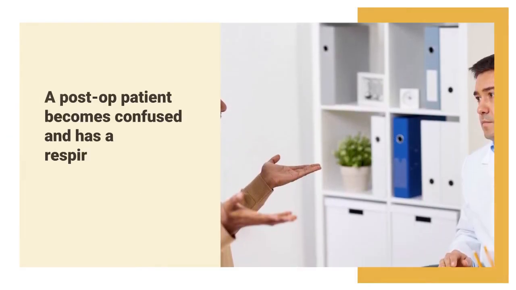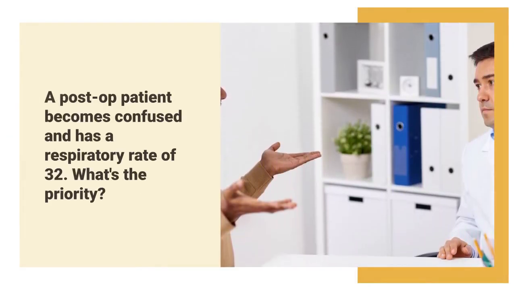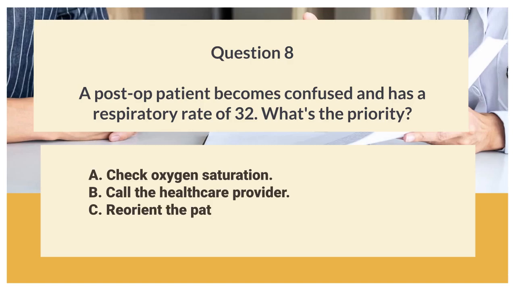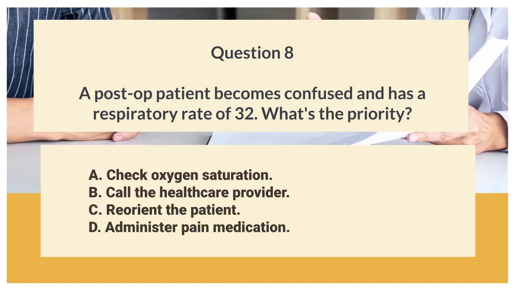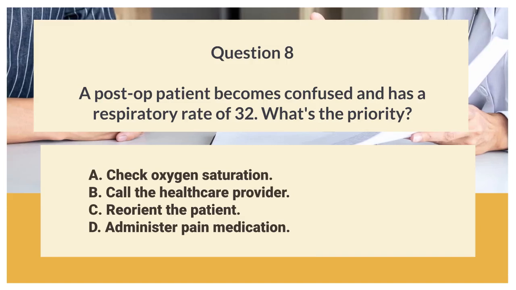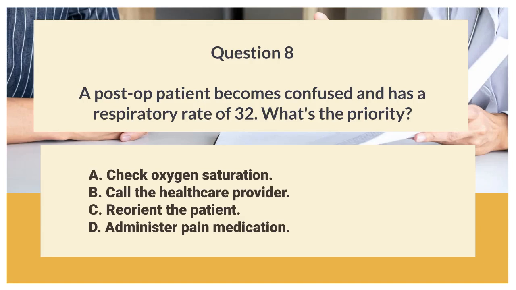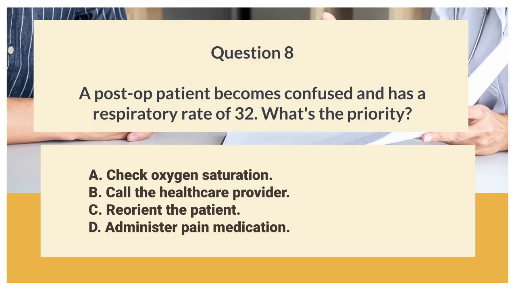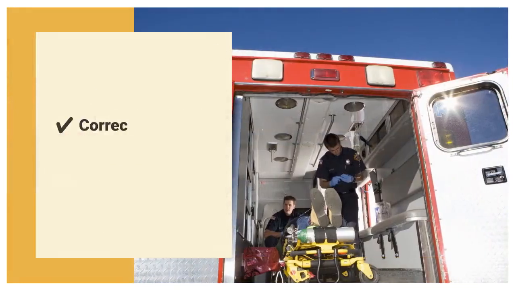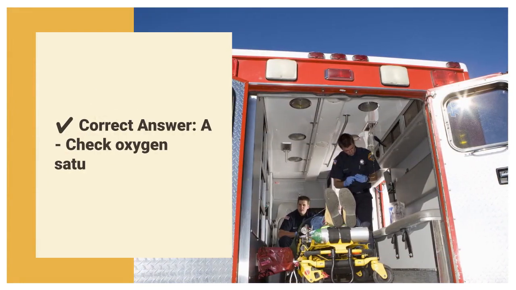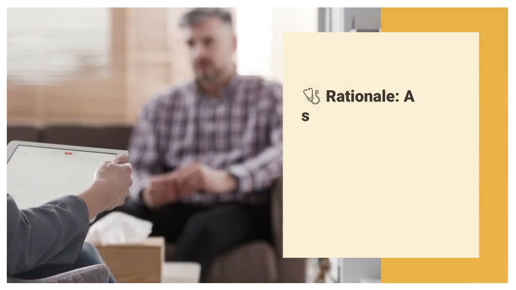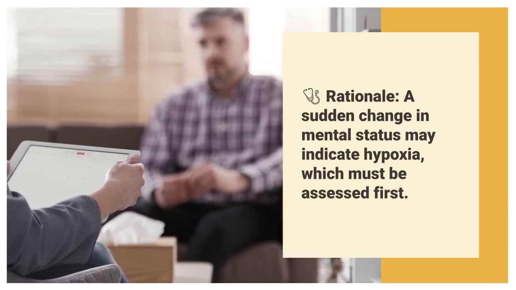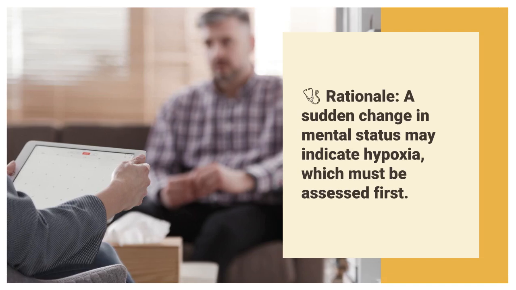Question 8. A post-op patient becomes confused and has a respiratory rate of 32. What is the priority? A, check oxygen saturation. B, call the healthcare provider. C, reorient the patient. D, administer pain medication. So the correct answer here is A, check the oxygen saturation. The rationale here is a sudden change in mental status may indicate hypoxia, which must be assessed first.